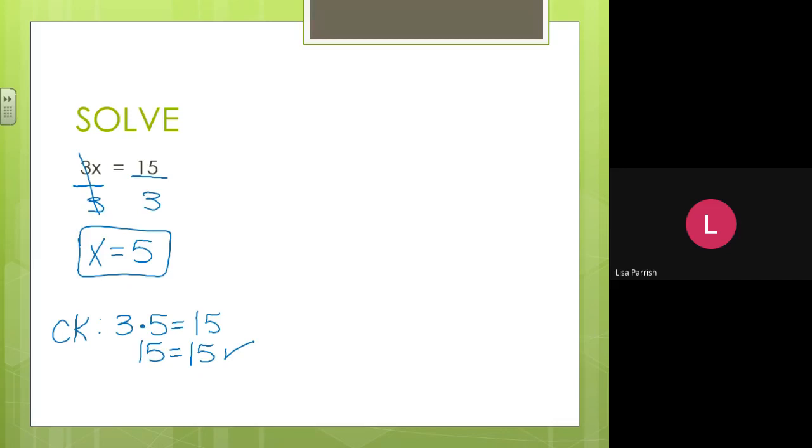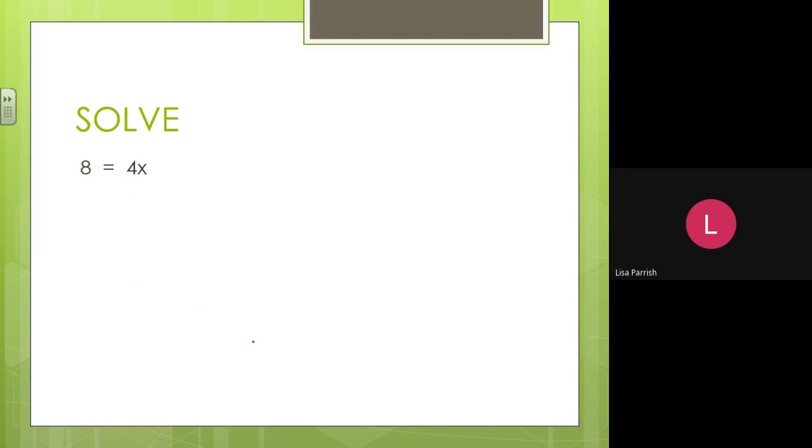Okay, here's another one that's got it switched around. So 8 equals 4x. Again, you want to draw the line underneath. We're going to divide by the coefficient, the number attached to the variable, which is a 4. Okay, the 4s are going to cancel out, and you're left with x equals 8 divided by 4, which is 2.